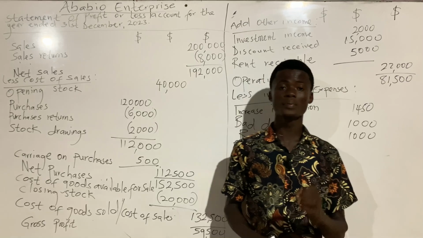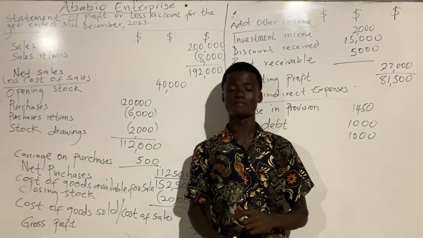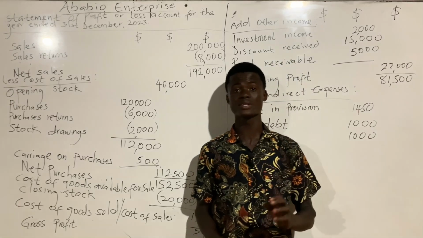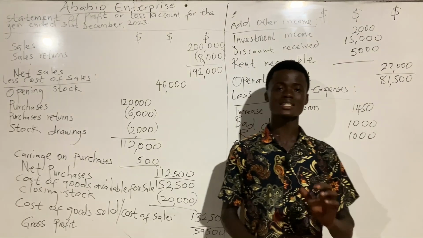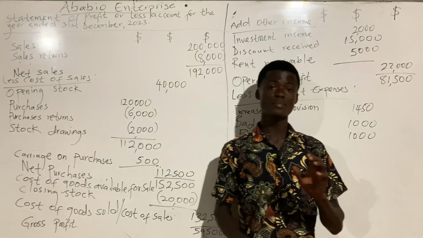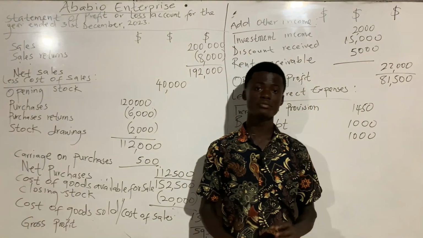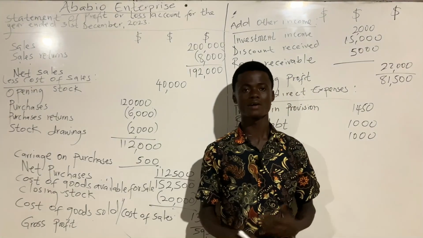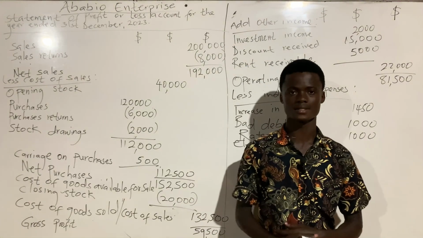But since the prepaid electricity is in the additional information and the rule says items in the additional information should be treated twice, then when you get to the statement of financial position, the prepaid electricity will be added to our current assets because we've paid for a facility which we've not used yet.